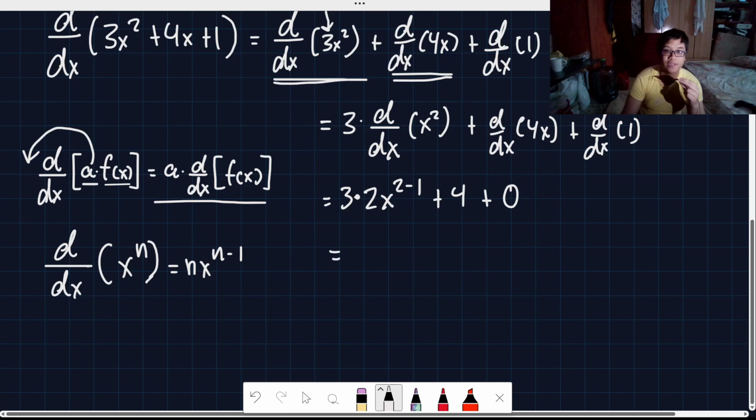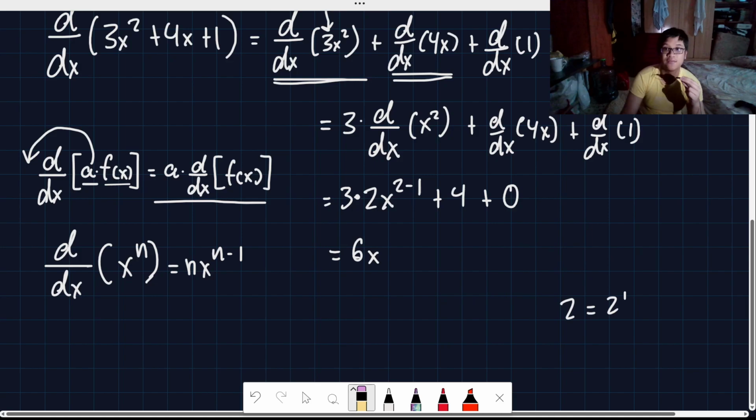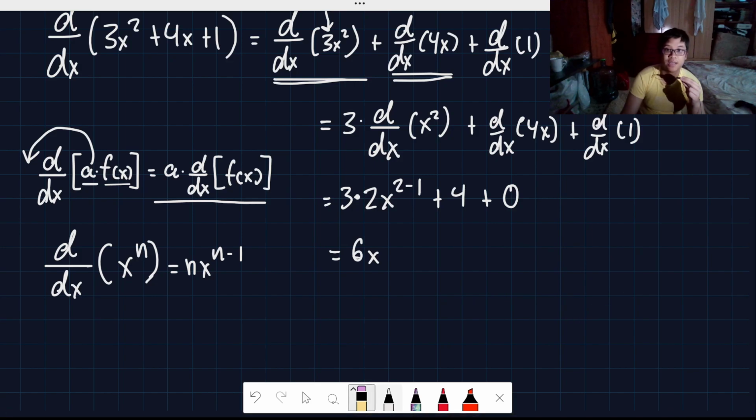Now let's combine everything. 3 times 2 is 6. x raised to 2 minus 1. So 2 minus 1 is simply 1, or we can just leave it as 6x, because anything raised to 1 is simply the variable itself. For example, t raised to 1 is the same as t. So x is the same as x raised to 1. You get me? So we can just leave it as 6x. Then we have plus 4.